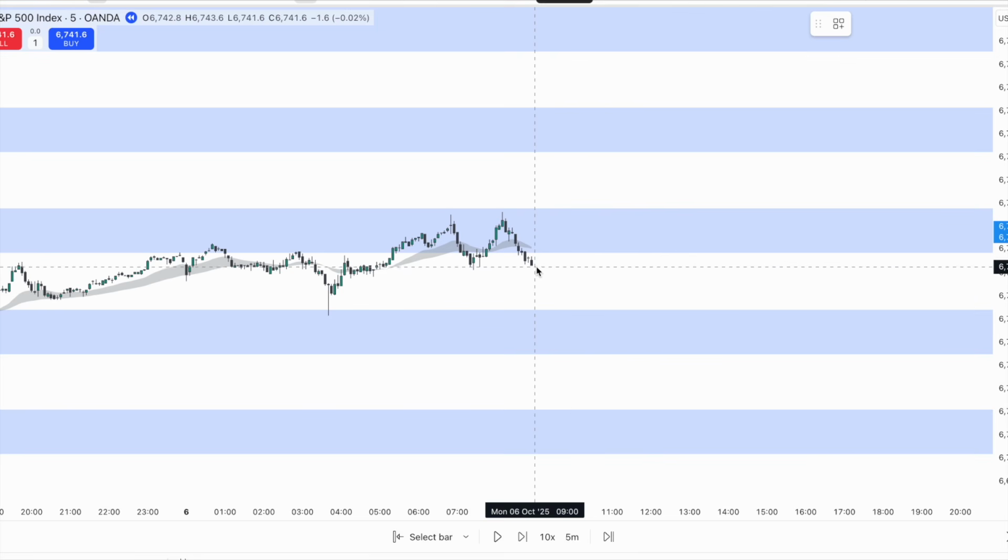So what I do now is set alerts around the middle of each level and then simply turn off my screen and wait for one of them to hit. Once one of them hits, we can open our chart back up.